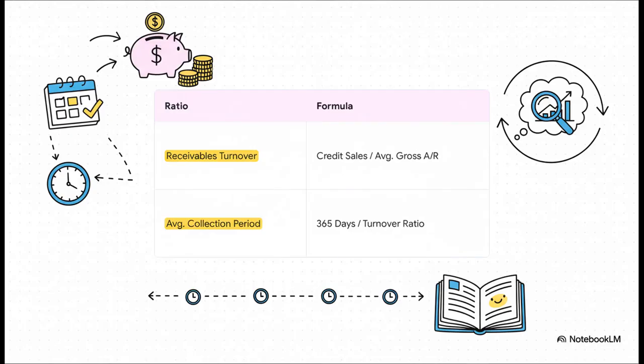Here are the formulas you need. The turnover ratio is your net credit sales divided by your average receivables. Once you have that, you can easily calculate the average collection period by dividing 365 days by your turnover. Now, here's why this matters. If you're an analyst and you see a company's collection period suddenly jump from 30 days to 60 days, that's a huge red flag. It tells you they might be having trouble collecting from their customers. It's a vital sign of the company's operational health.